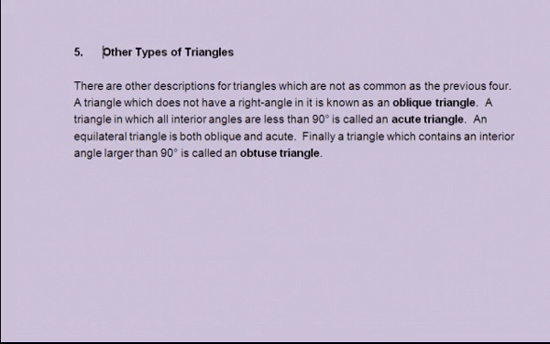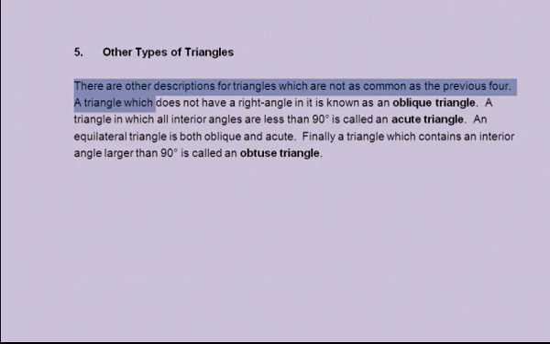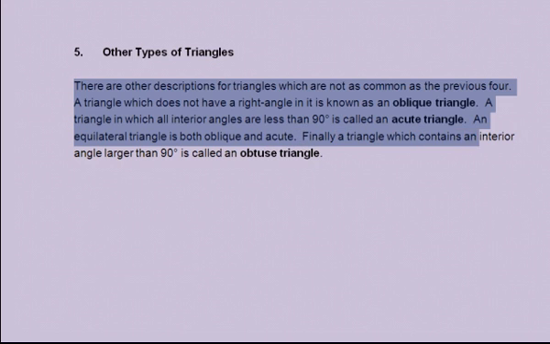Type 5. Other types of triangles. There are other descriptions for triangles which are not as common as the previous four. A triangle which does not have a right angle in it is known as an oblique triangle. A triangle in which all interior angles are less than 90 degrees is called an acute triangle. An equilateral triangle is both oblique and acute. Finally, a triangle which contains an interior angle larger than 90 degrees is called an obtuse triangle.